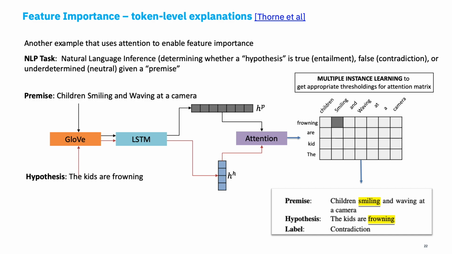We know that this is a contradiction example, and how does deep learning learn the importance scores for the lexical features, that is, words in the text in this task? Well, it is done as follows. Words in the premise and the hypothesis are both converted into word embeddings using GloVe pre-trained word embeddings. Then both of them are encoded with the same LSTM, which generates two hidden states, H superscript P and H superscript H, for premise and hypothesis respectively. Then it uses an attention layer to align input-output tokens and uses multiple instance learning to obtain the appropriate threshold values for thresholding attention matrices, which shows the most important input-output token correspondences, leading to the explanation where the most important words are highlighted.